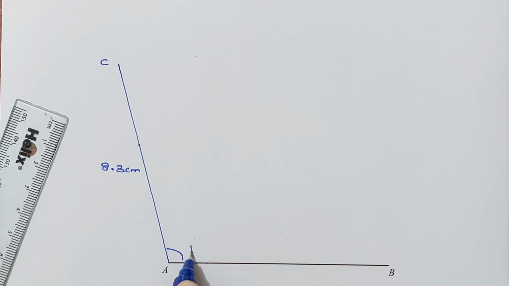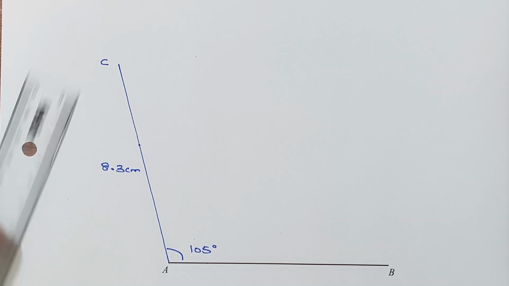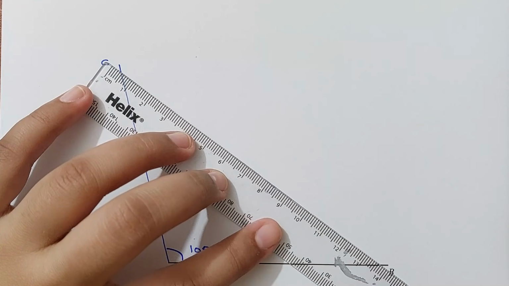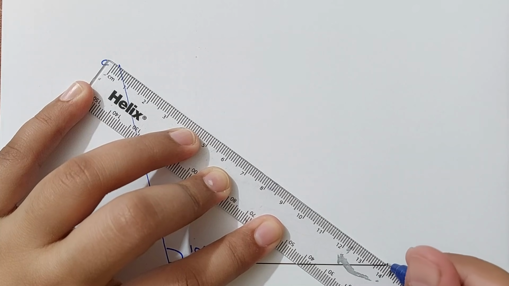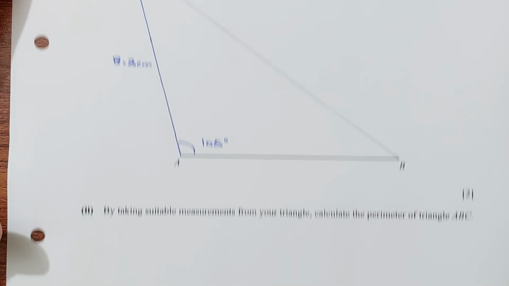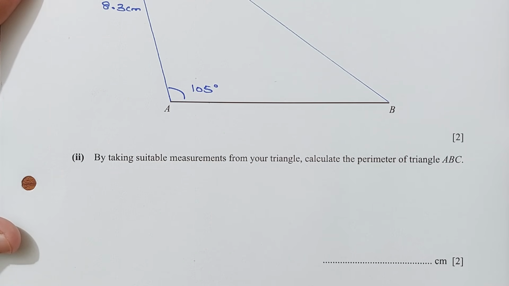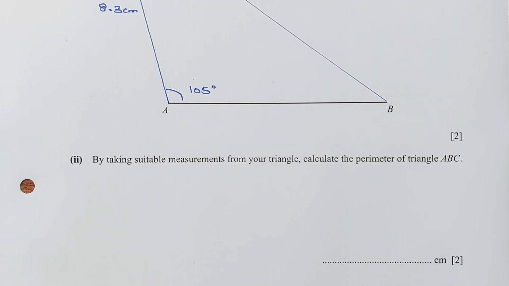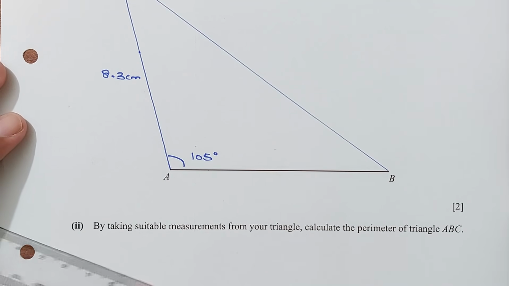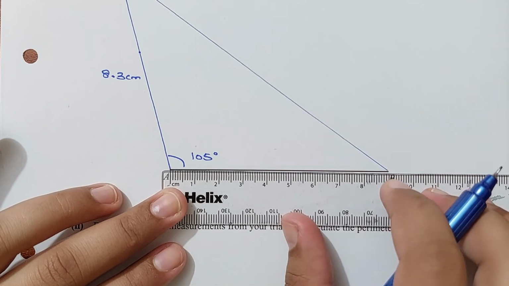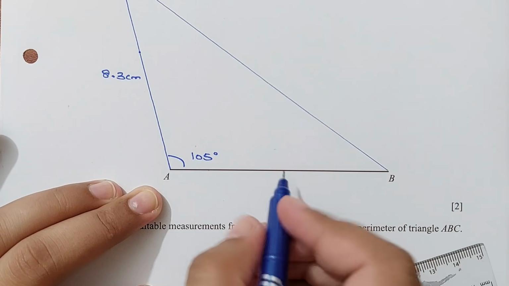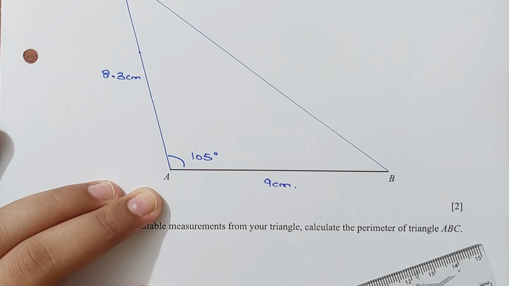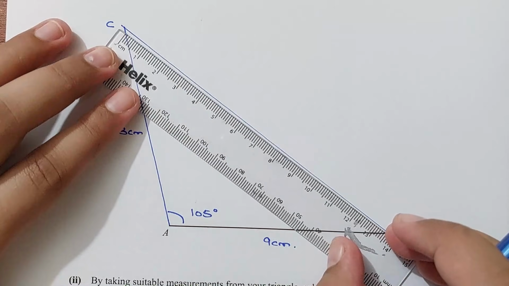This angle is 105 degrees, right? And let me connect B with C to make a triangle, right? Now for the second part, by taking suitable measurements from your triangle, calculate the perimeter of the triangle ABC. Perimeter is the sum of all sides. So let me measure the lengths in centimeters for AC, AB and BC. A to B is 9 centimeters, exactly 9 centimeters, right? Let me measure B to C.